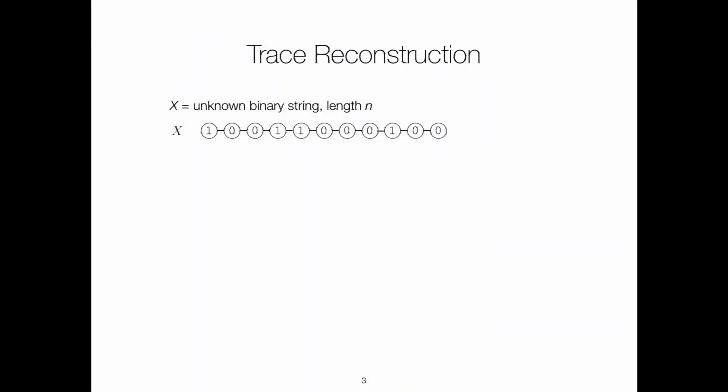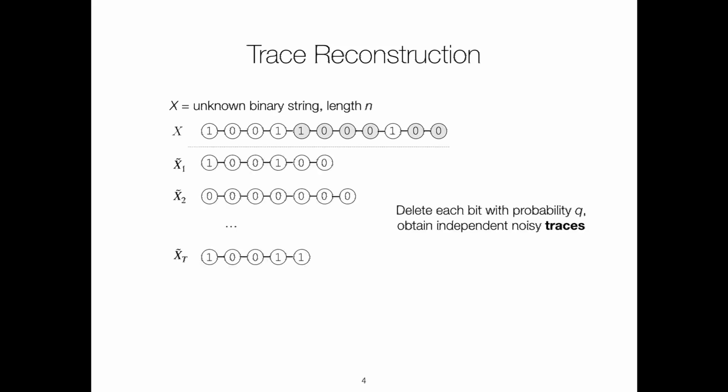The way that the theory community looks at it is the following. There is a binary string x of length n. And then we assume that you're given what we call some traces of this unknown string. So your goal is to try to figure out what the string is.